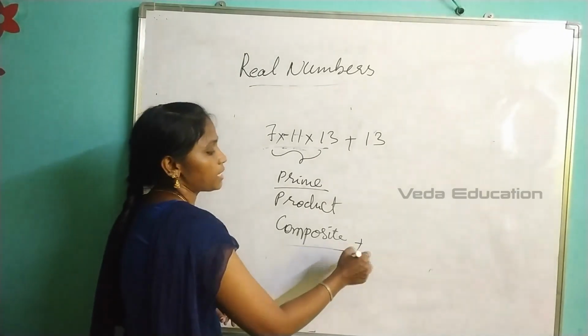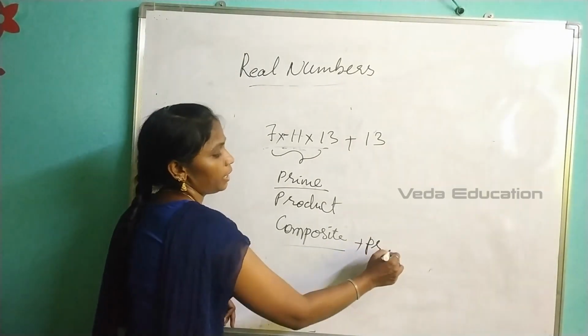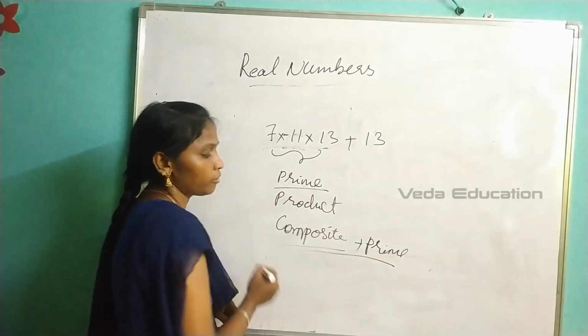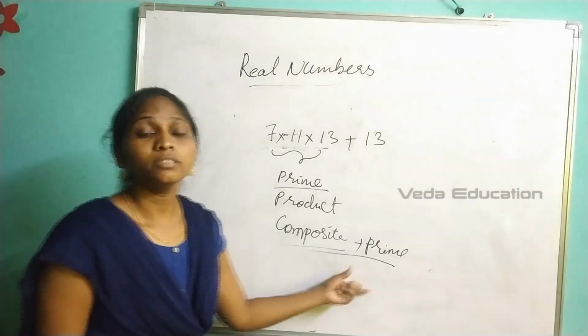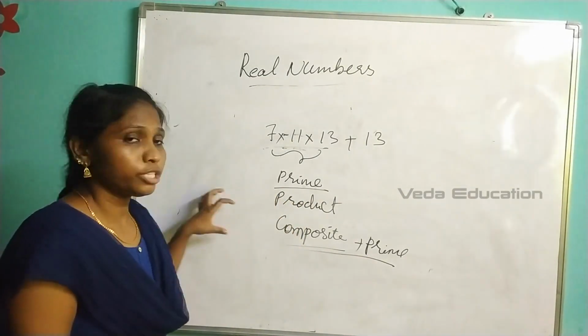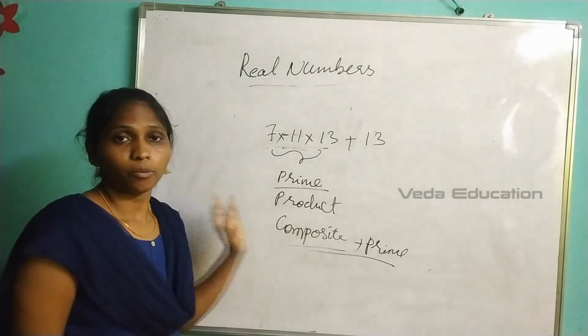Now, composite plus some prime number is a composite number. Got it? The sum of a composite and a prime number is again a composite number. Without doing calculation, by using these statements, you can solve the problem.